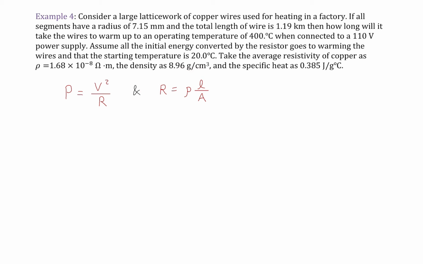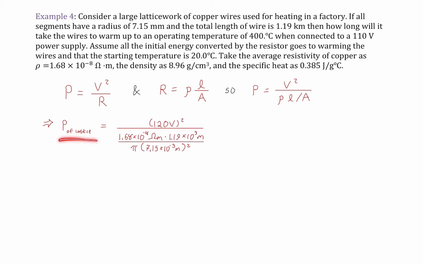Totally appropriate since our lattice work is made out of wires with a known length and a known cross-sectional area, and a known resistance for that matter. And then we'll substitute R into our expression for power. That's all I've done here. And then we'll just solve for it. So this is the power output of the lattice.